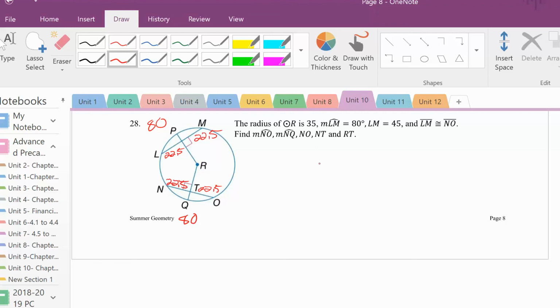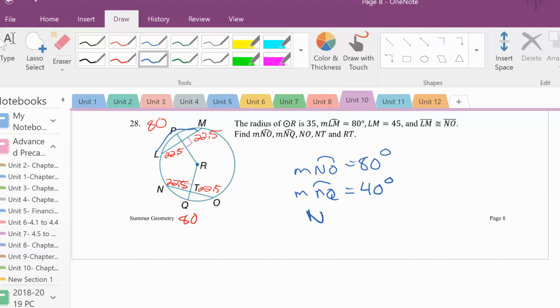So it says the radius is 35. We'll use that in a second. So it says find NO. Well, the arc NO is going to be 80 degrees as well, because it's equal to LM. It says to find the measure of the arc NQ. Well, NQ is half of 80, which is 40.